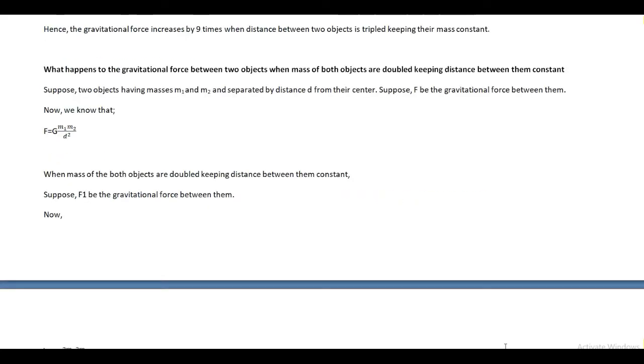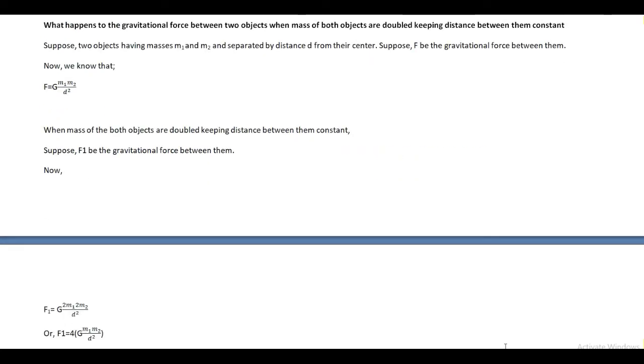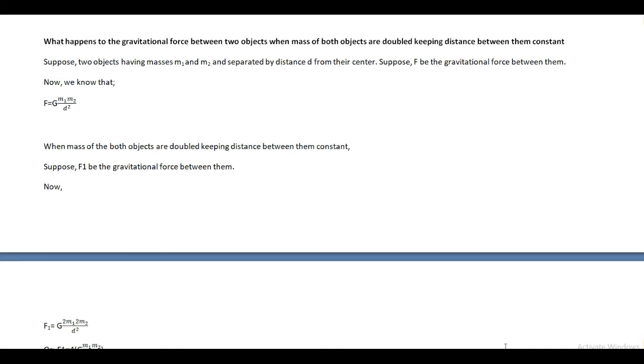Now let's see another similar kind of analytical question. What happens to the gravitational force between two objects when the mass of both objects is doubled, keeping the distance between them constant? Now we are discussing a different kind of question. In the previous questions it was mentioned that the distance between the objects is changed: distance is doubled, distance is tripled, distance is halved, distance is decreased by 3 times, like that.